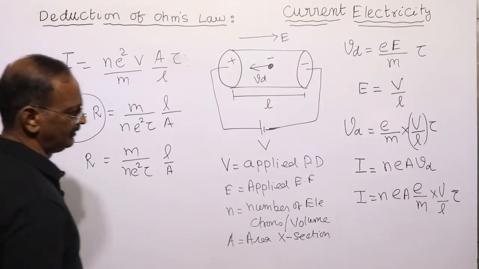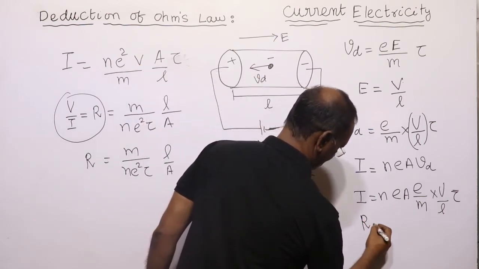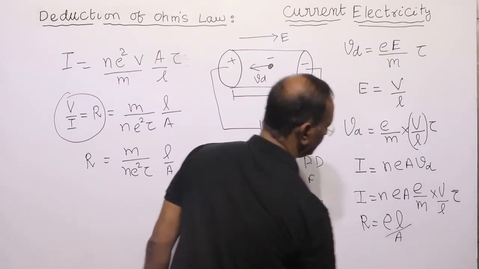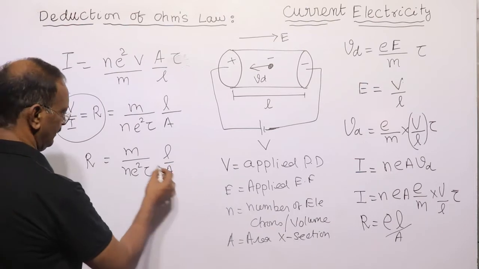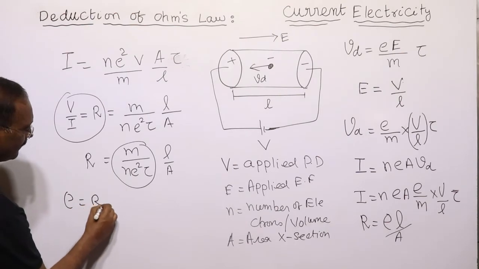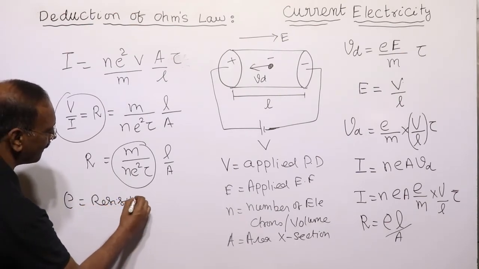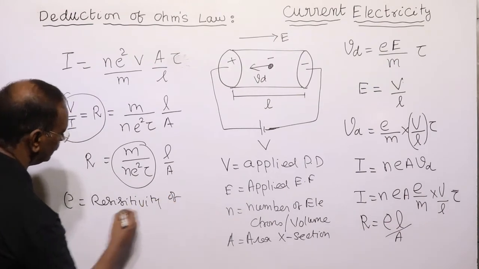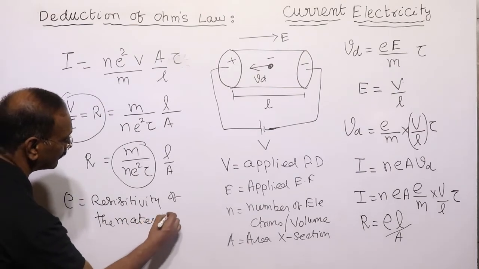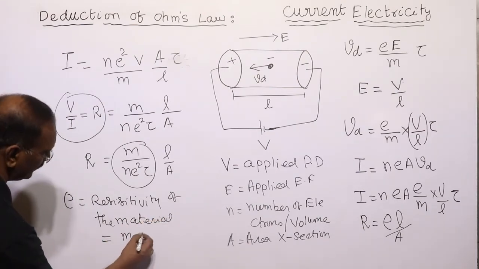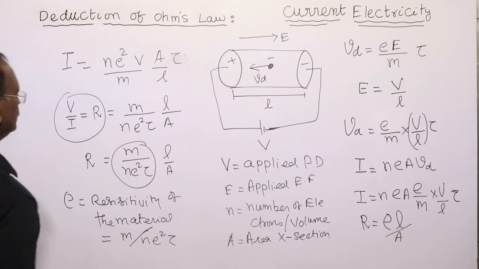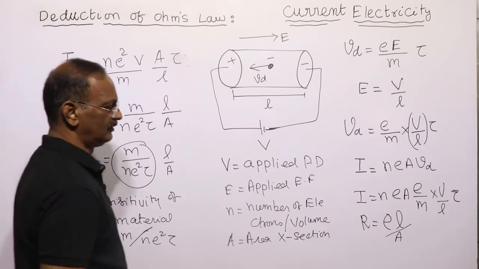As we have seen in Ohm's law, the resistance is equal to the resistivity of the material into length of the material divided by area of cross section, that is rho L by A, where rho is the resistivity of the material. So rho is equal to m divided by n e squared tau. So this is resistivity. This is all about Ohm's law.